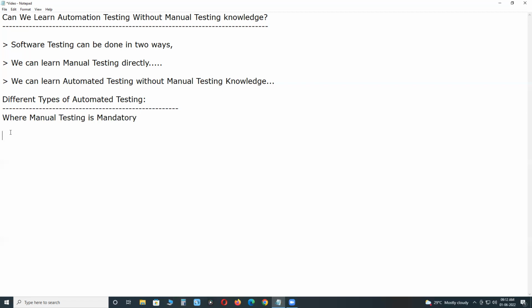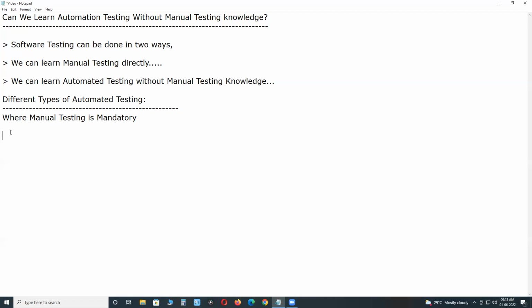To conduct informal testing and usability testing, manual testing is mandatory. Here, we cannot use automated testing. In usability, only a human user can judge the look and feel aspects of the application. The user friendliness of the application, tools can't judge. Next, where automated testing is mandatory.